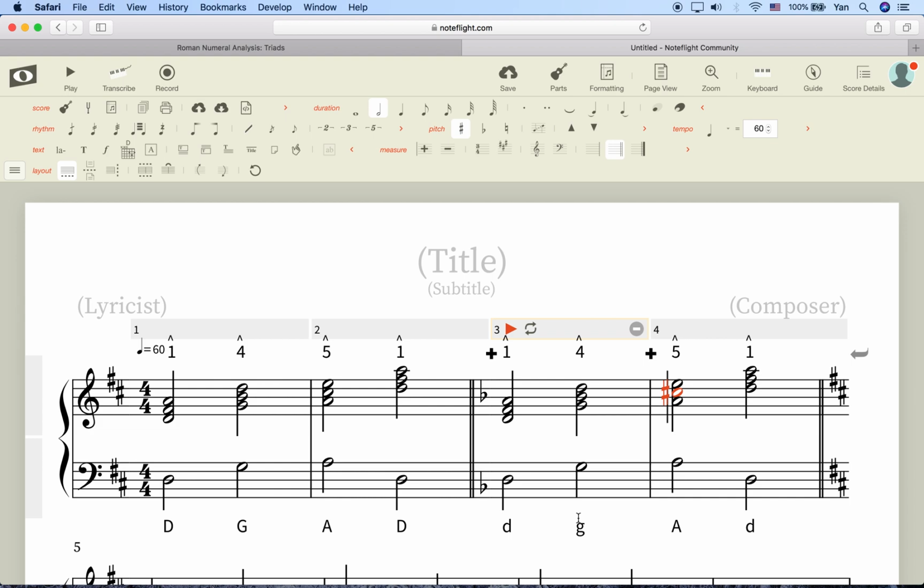In the next example, I'm going to show you how we properly notate chord progressions with what's called Roman numerals. So our next lesson is going to deal with Roman numerals and how we label chords with that notation system.